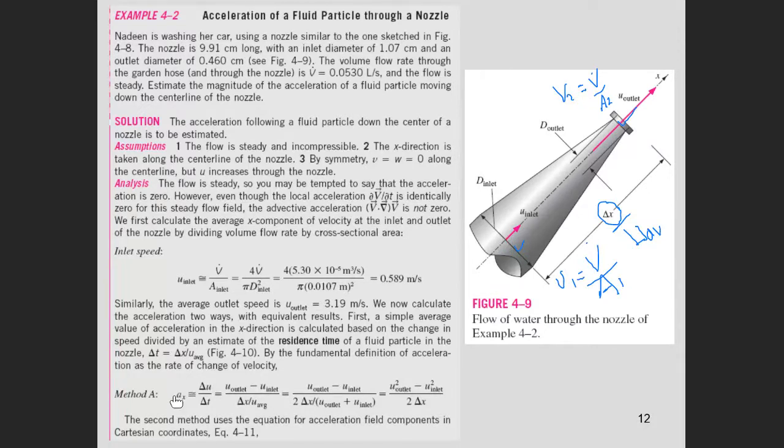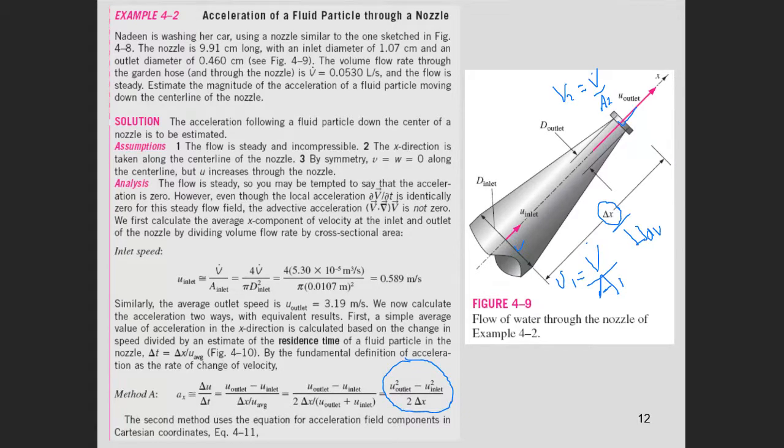Therefore, the acceleration is equal to delta U by delta T, and delta U is U out minus U in. Rather than delta T, we put delta X divided by U average. U average is U in plus U out divided by 2. If you rearrange it, you get this expression. Are you in agreement with me, or is there something not clear to you?